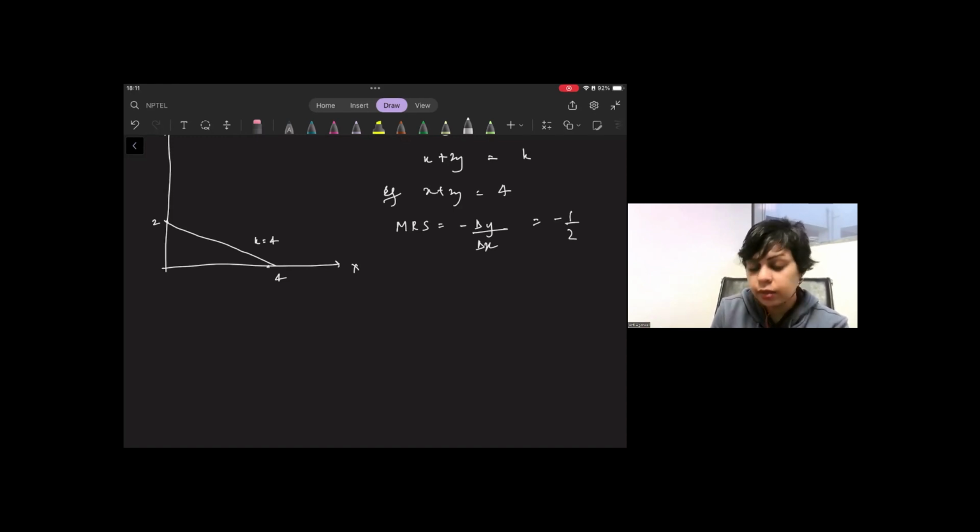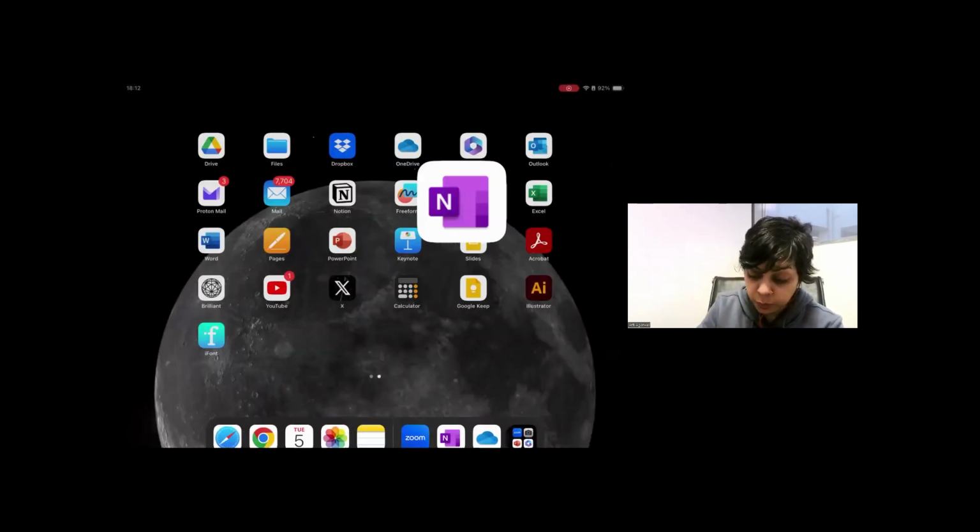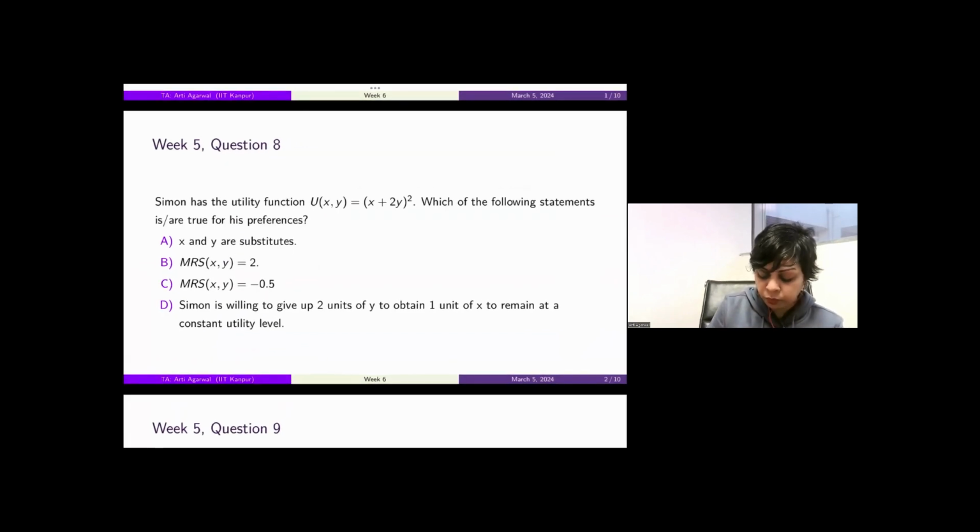So if we get this answer, which is being substituted in which way? Is the consumer giving up 1 unit of y for 2 units of x, or 2 units of x for 1 unit of y? Which way is it happening? Yes, this is the part which is a bit confusing. Yes, that's correct. So then what happens? Let's go back to our question. So is D correct then?